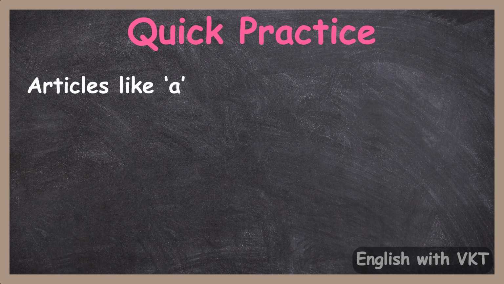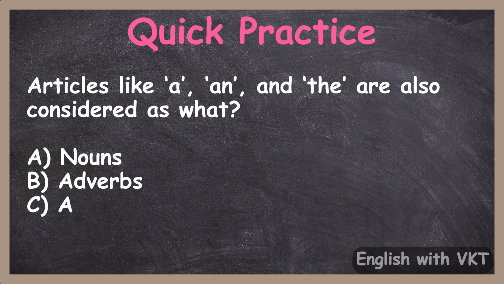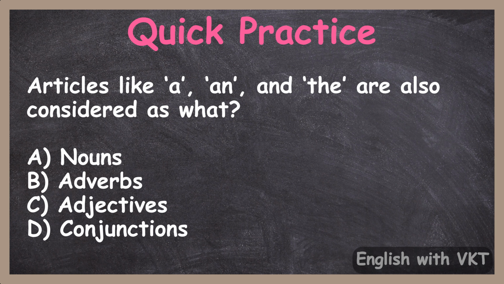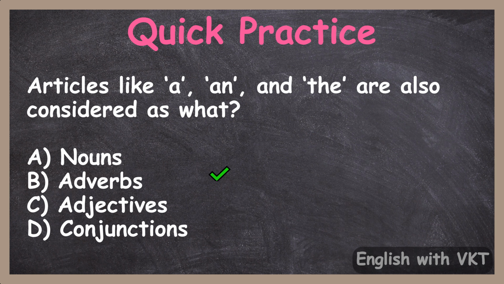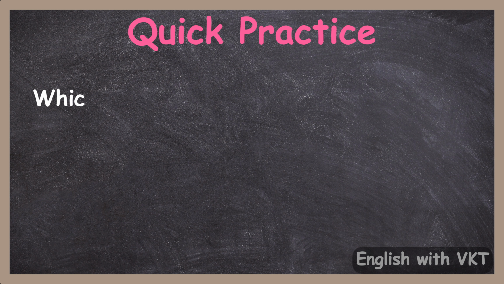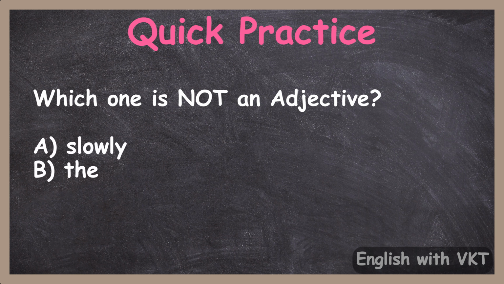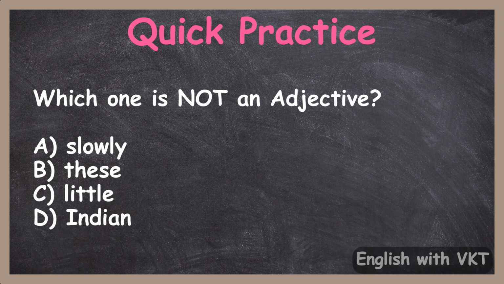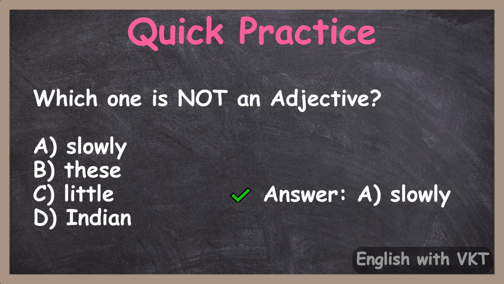Articles like a, an, and the are also considered as what? A. Nouns. B. Adverbs. C. Adjectives. D. Conjunctions. Answer: C. Adjectives. Which one is not an adjective? A. Slowly. B. These. C. Little. D. Indian. Answer: A. Slowly.